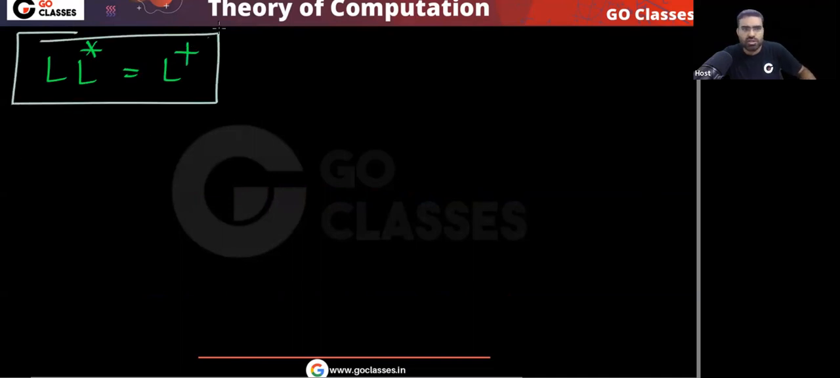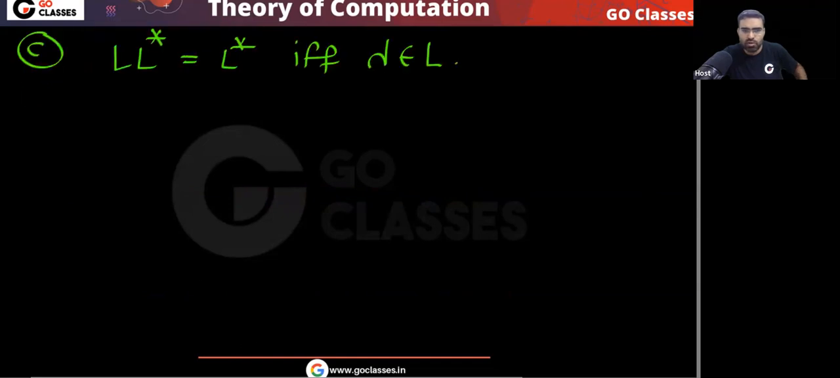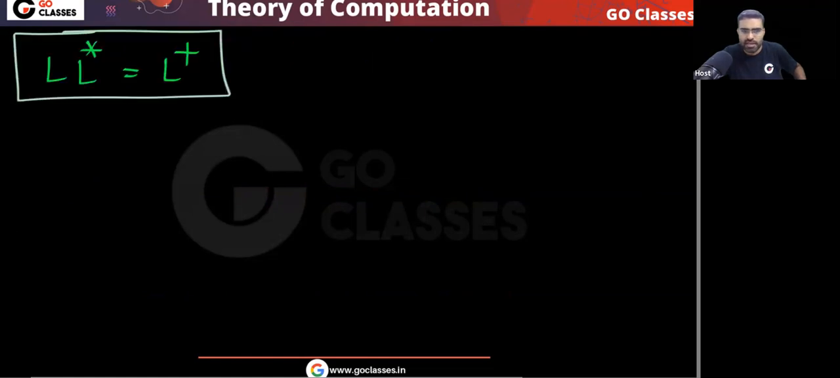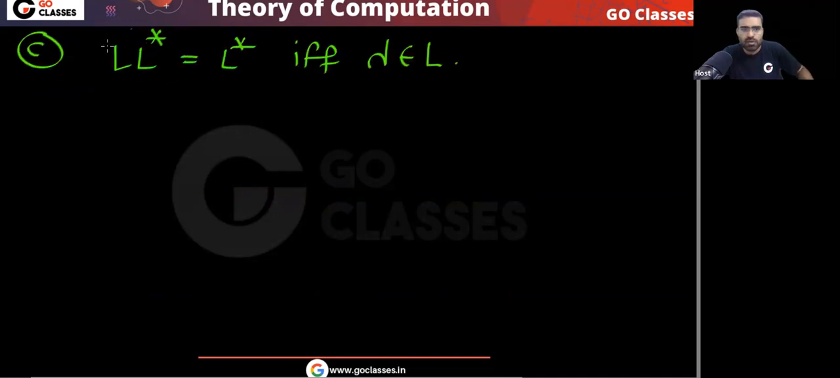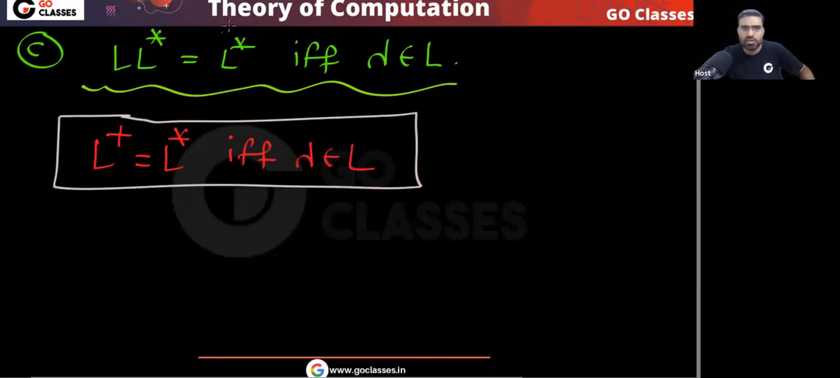Now if you understood that L L star is equal to L plus, tell me what this option C is talking about. We can change the option and say that option C is saying L plus is equal to L star if and only if the empty string belongs to L. Now the question is asking when it will happen that L plus equals L star.